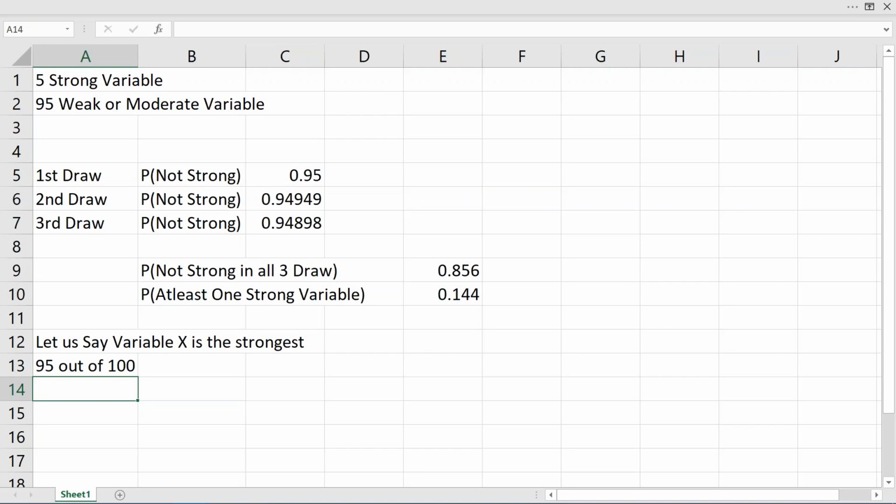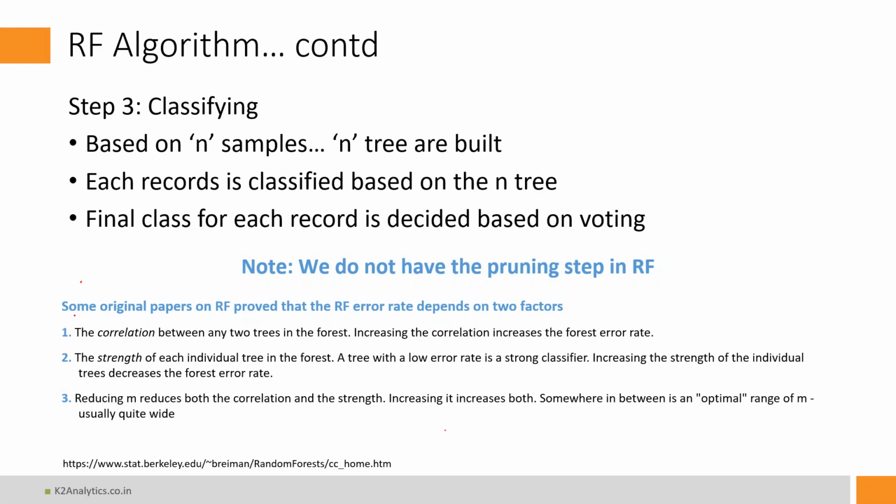What we are trying to understand is too small m and too large m. That is, the number of attributes that we are selecting out of the total should be neither too small nor too large. Somewhere optimal is what we will have to select, and that optimal we will have to find by doing some grid search cross validation or by doing some randomized search cross validation approach. These are the 3 points which the research paper says. Let me just read it out.